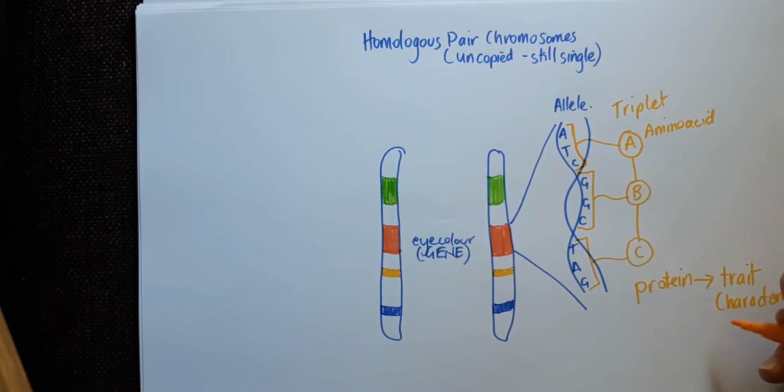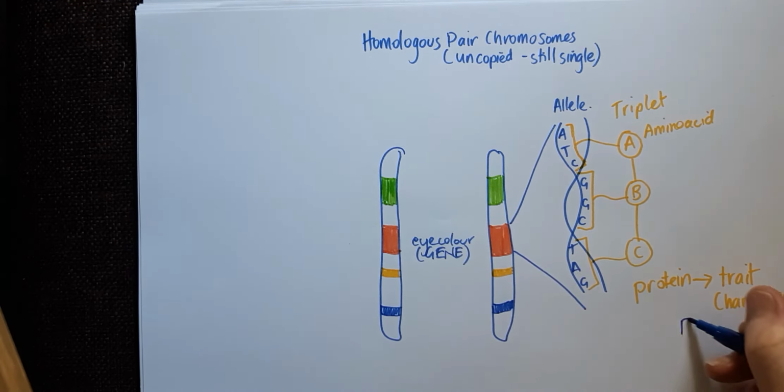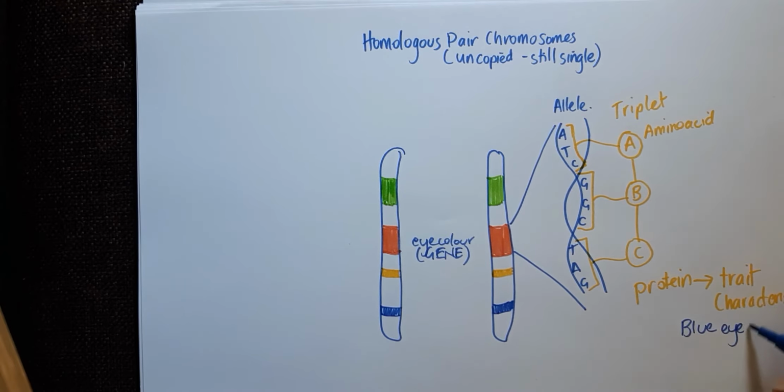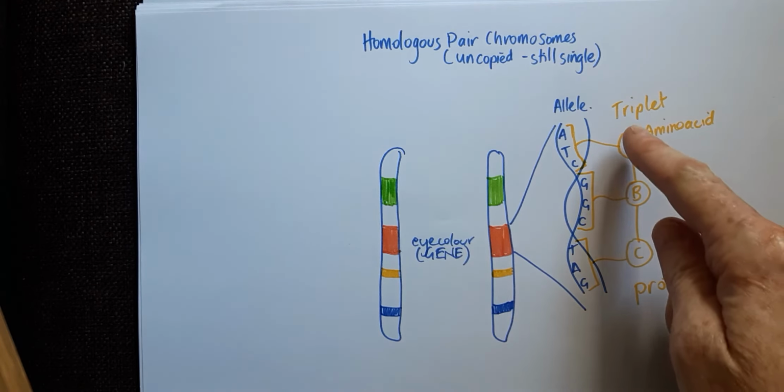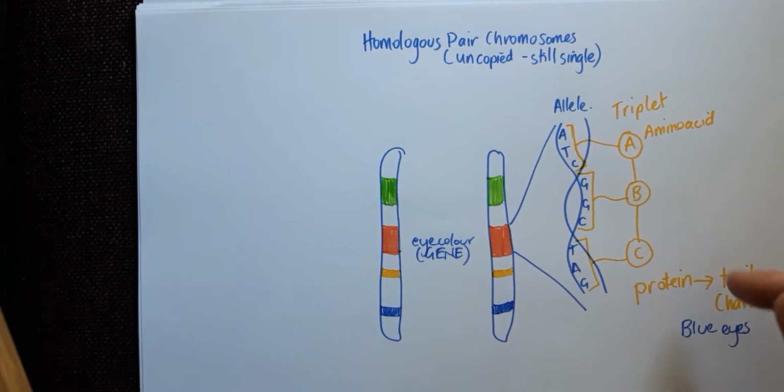And that would give you a particular trait. So in this case, because we were looking at eye colour, let's just say that this one gives you blue eyes. Now, that allele for blue eyes on that side, with that combination of letters producing that combination of amino acids, gives you the protein for making blue eyes.